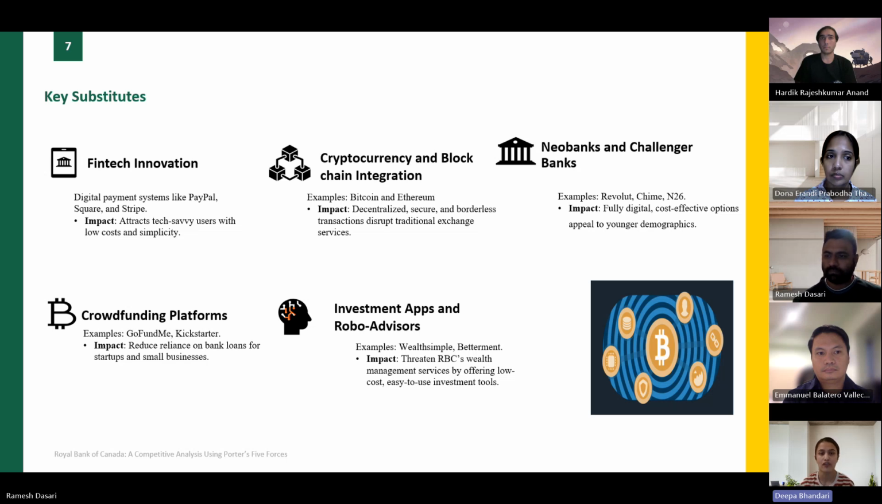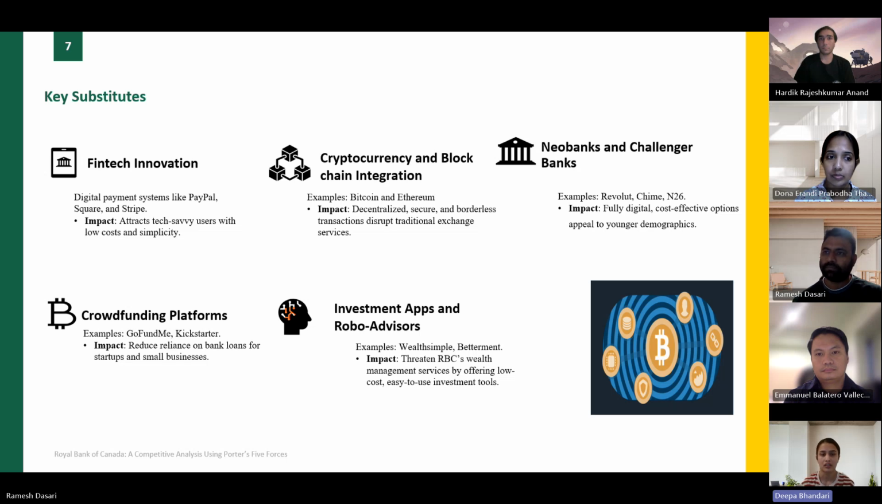And for crowdfunding, platforms like Kickstarter enable businesses to raise funds without relying on traditional bank loans, affecting RBC's lending services. And for investing, apps like Wealthsimple and robo-advisors offer low-cost, easy-to-use tools that appeal to millennials and Gen Z. These apps threaten RBC's wealth management services.